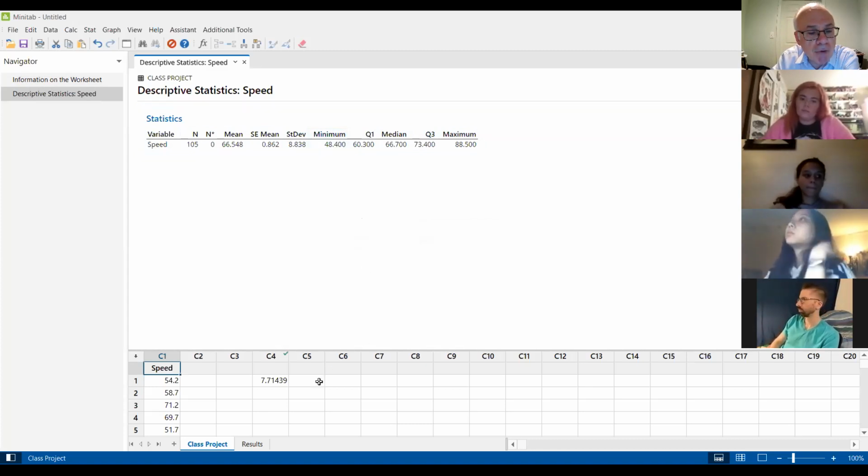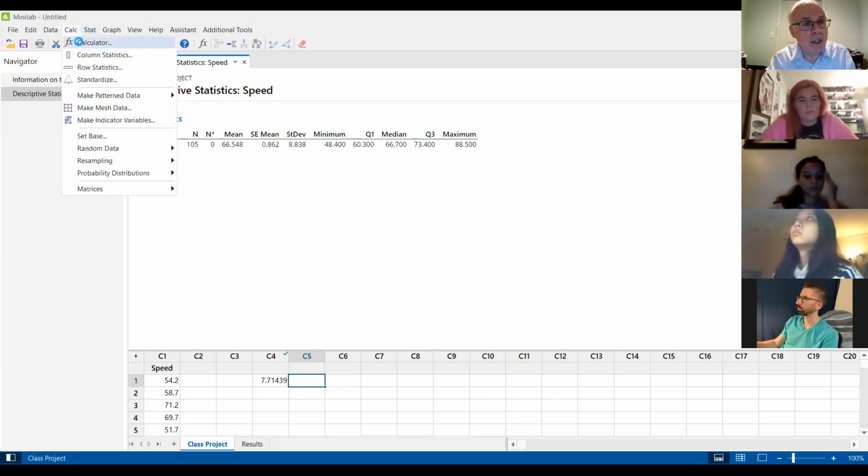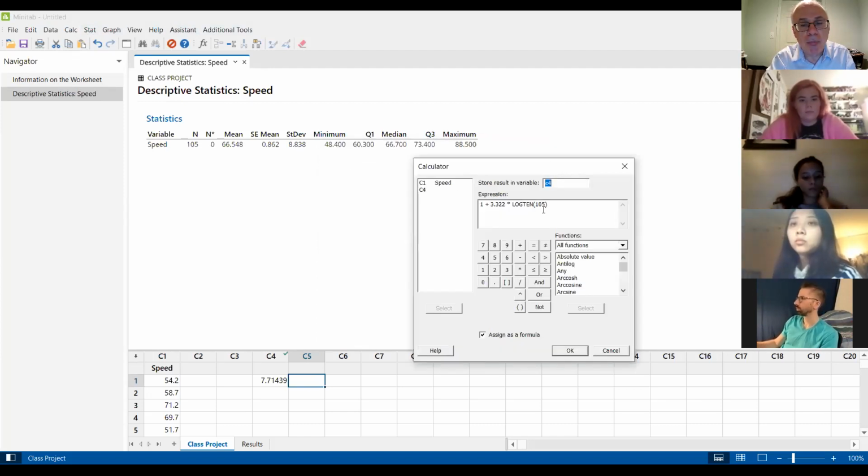So in C5, using the calculate feature, I'm going to calculate the width, or the approximate width, and then we'll round that up to the next whole number. Click Calc and do Calculator. I'm going to move it so I can actually see these numbers. I'm going to store my result in C5 instead of C4, because if I put C4 there, it'll just replace what I did before, which I don't want to do. Get rid of this formula.